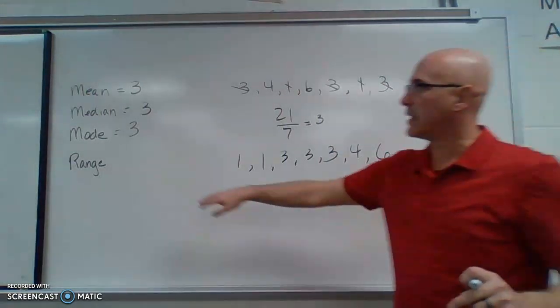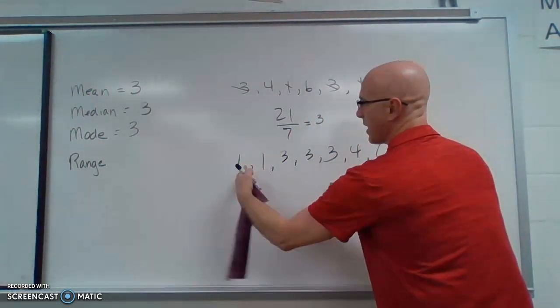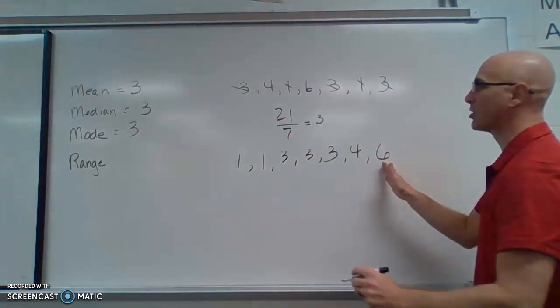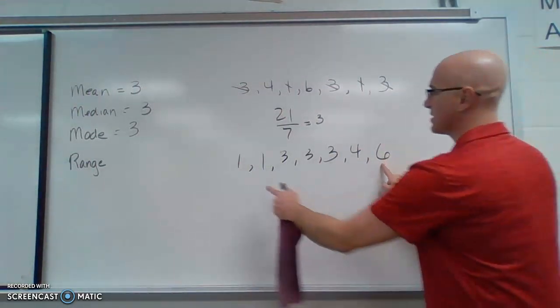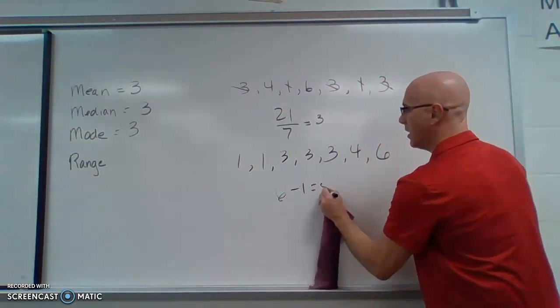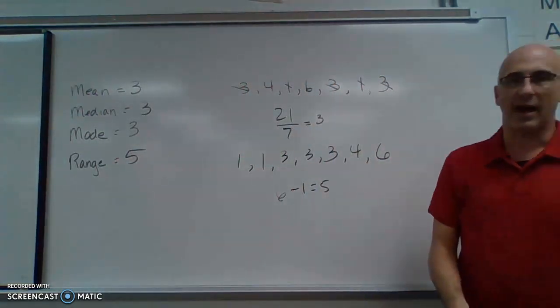Now, the last one is the range. The range is basically the span from the least to the greatest. So we are going to subtract those two numbers. So 6 minus 1. So our range for this set of data is 5.